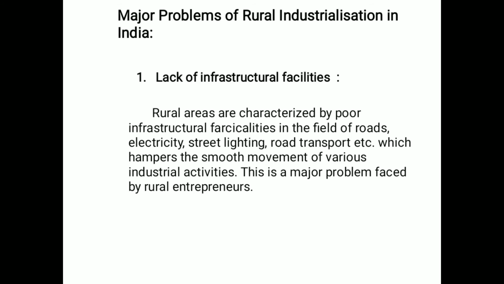So next part of this session is the major problems of rural industrialization in India. There are some major problems faced by rural industrialization. They are as follows. The first problem is lack of infrastructural facilities. Rural areas are characterized by poor infrastructural facilities in the field of roads, electricity, street lighting, road transport, etc., which hampers the smooth movement of various industrial activities. This is a major problem faced by rural entrepreneurs.